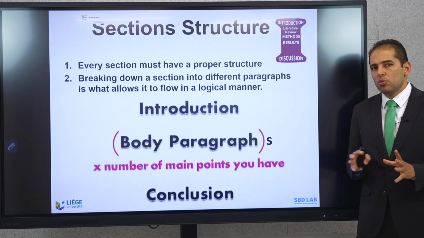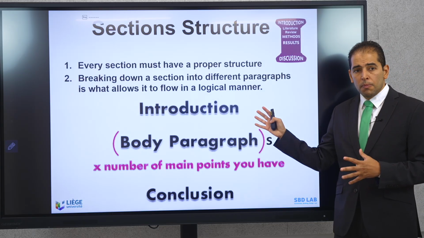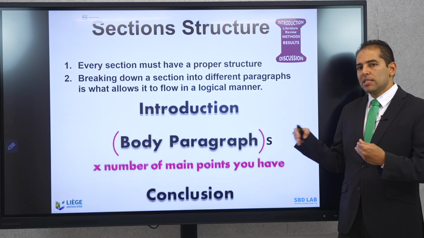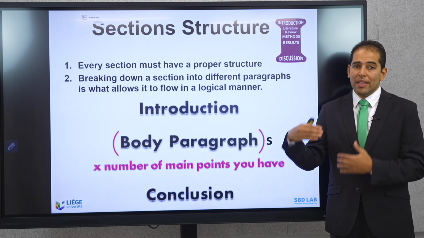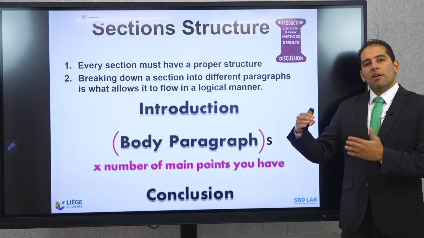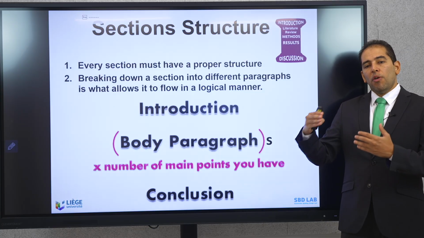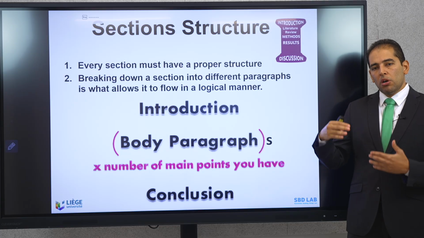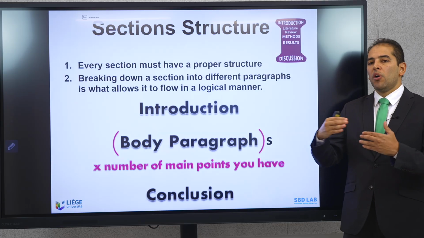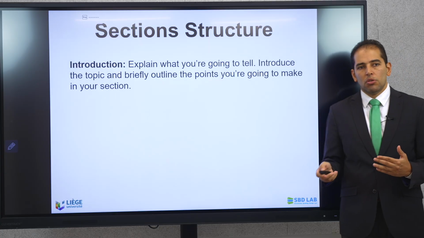Normally any section will have this structure of an introduction, then we have a series of paragraphs, and then we have a conclusion. So let's say we are talking about the methodology. You need to have an introduction for your methodology, followed by the subsections of your methodology and the paragraphs that are aligned with these subsections, and finally you have a conclusion of your methodology.